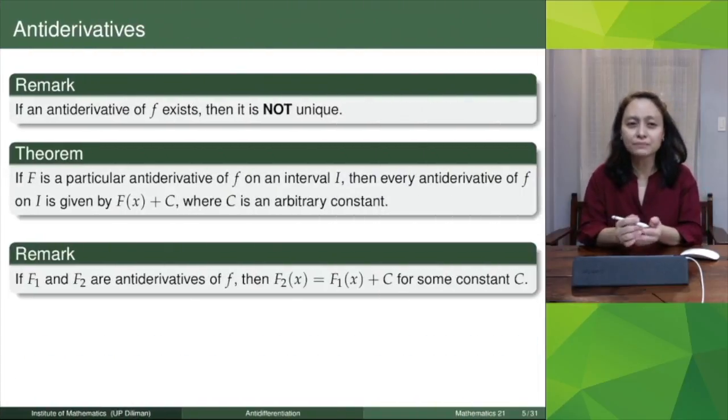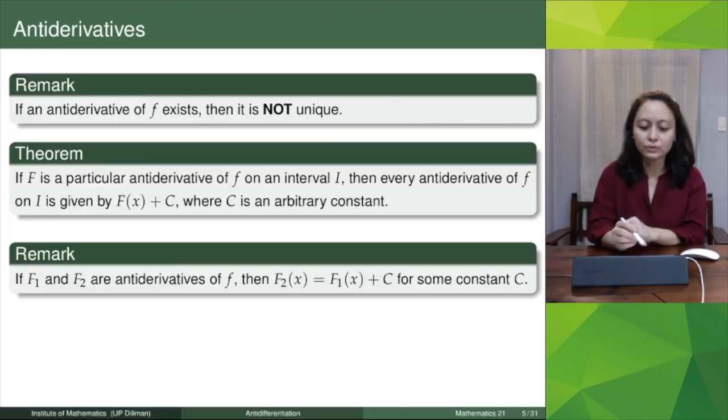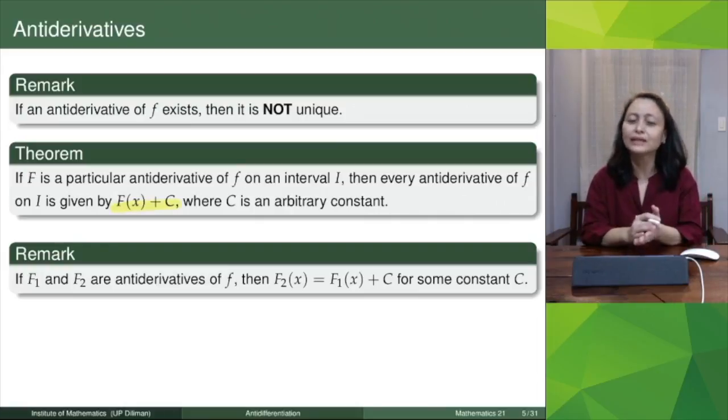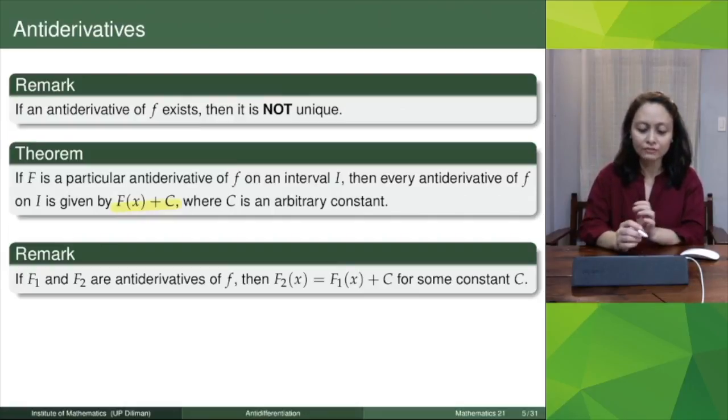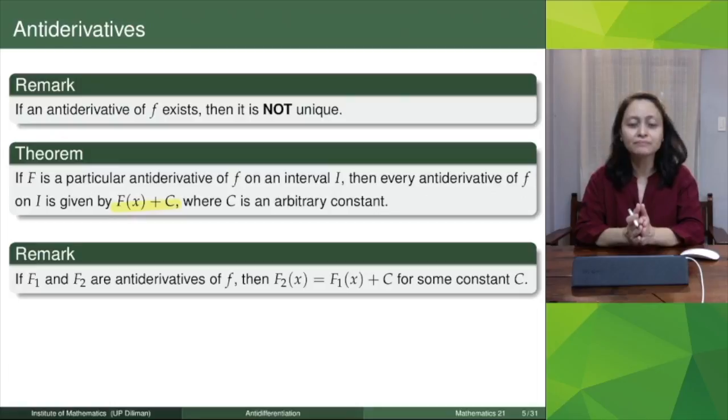Okay, so from these examples, we see that if an antiderivative of a function exists, then it is not unique. So if F is a particular antiderivative of f on an interval I, then every antiderivative of f on the interval I is given by F of x plus c, where c is an arbitrary constant. Okay, so when you get the antiderivative, dapat laging may c. Okay, it's always F of x plus c. C can be 0 or any constant. Okay, another remark, if F1 and F2 are antiderivatives of f, then F2 of x equals F1 of x plus some constant.